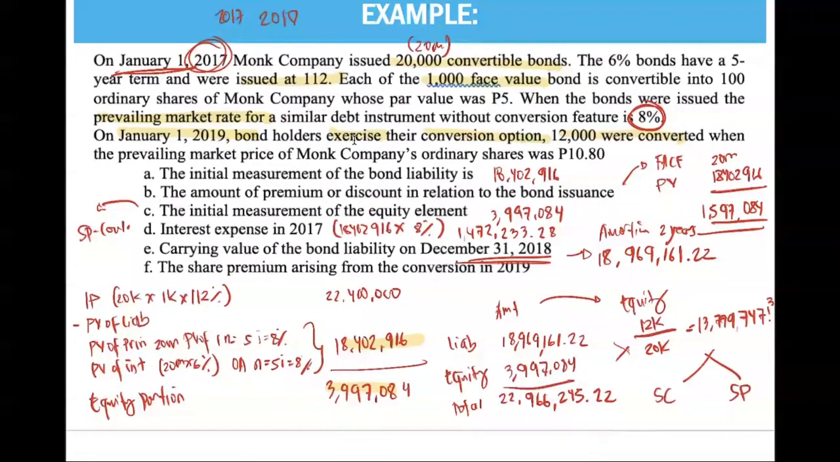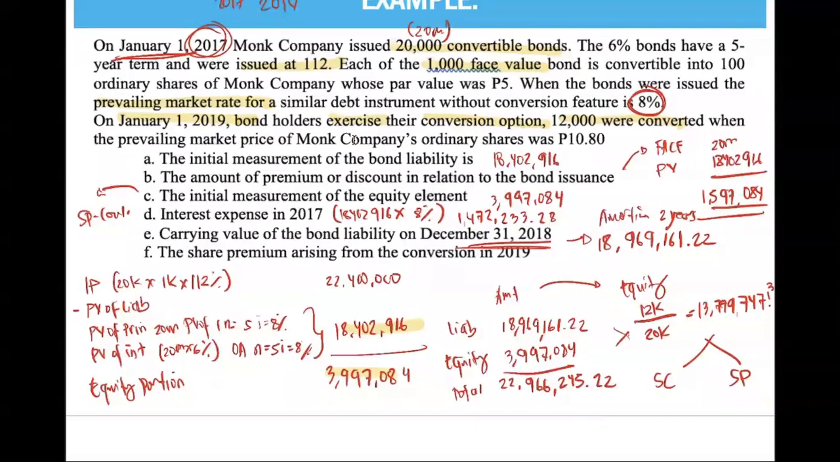So for your share capital, first we need to get the par value of the shares. What is the par value of the shares? 5 pesos. For each bond, how many ordinary shares can be claimed? For each bond, you have 100 ordinary shares. So 12,000 divided by 1,000 times 100. It says there, each 1,000 face value bond is convertible to 100 ordinary shares. So how many bonds did we convert? 12,000. So 12,000 divided by 1,000 is 12.